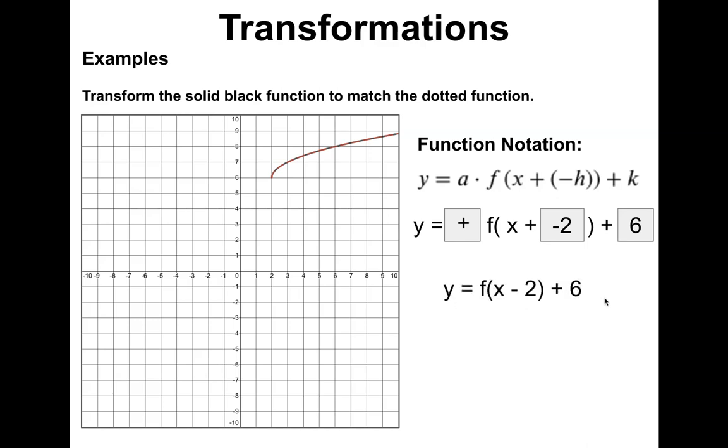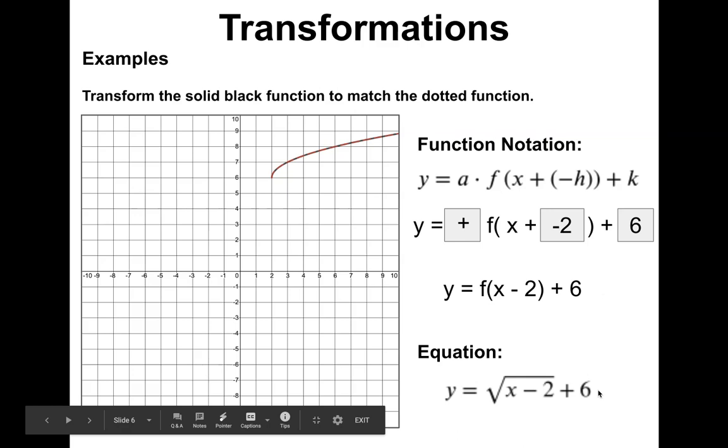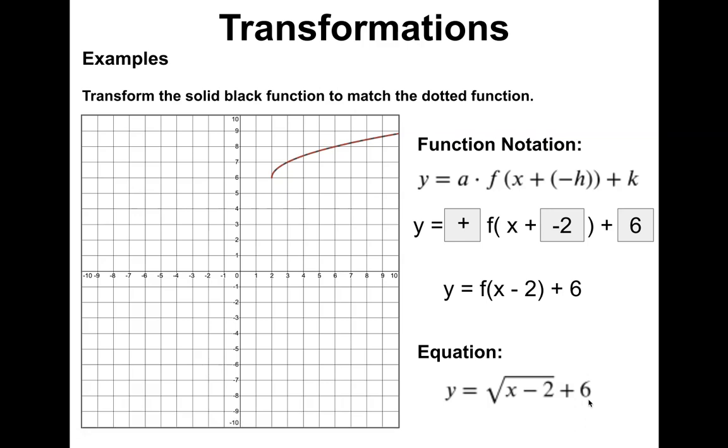So of course our simple way to write that function notation would be y equals f of, instead of plus and negative, we could just say minus 2, +6. Because this is a square root function, we could write it in the square root function format. Square root of x minus 2, that's our function, and that +6 on the outside for our vertical movement up and down.